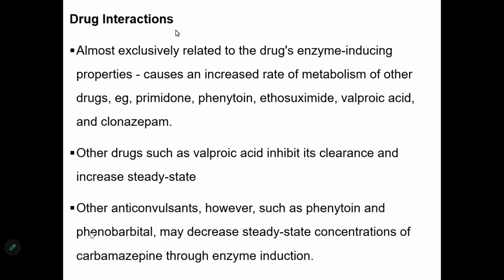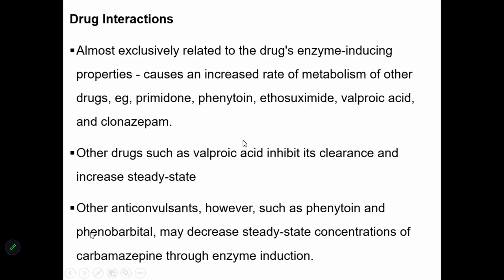So it can slow down drug metabolism, and therefore when given together with this drug, you can be assured the steady states will increase and the dose in the body will build up, and you are likely to see more side effects. Phenytoin and phenobarbital are by far stronger liver enzyme inducers and may decrease the steady states by increasing the liver enzyme metabolism of this drug.